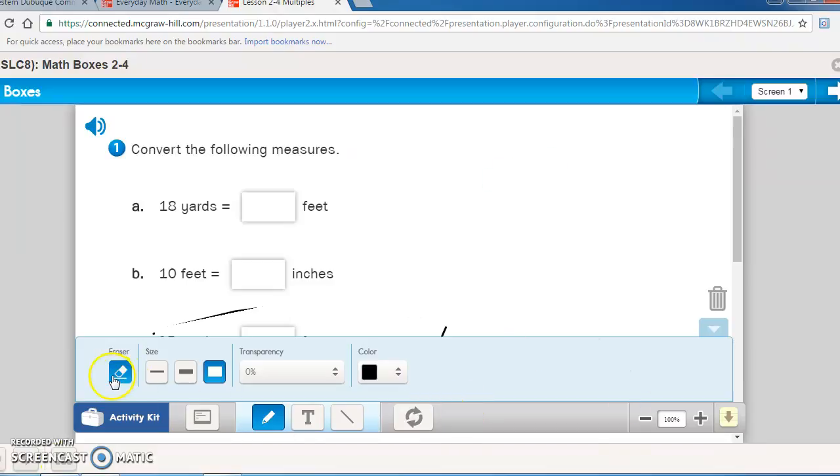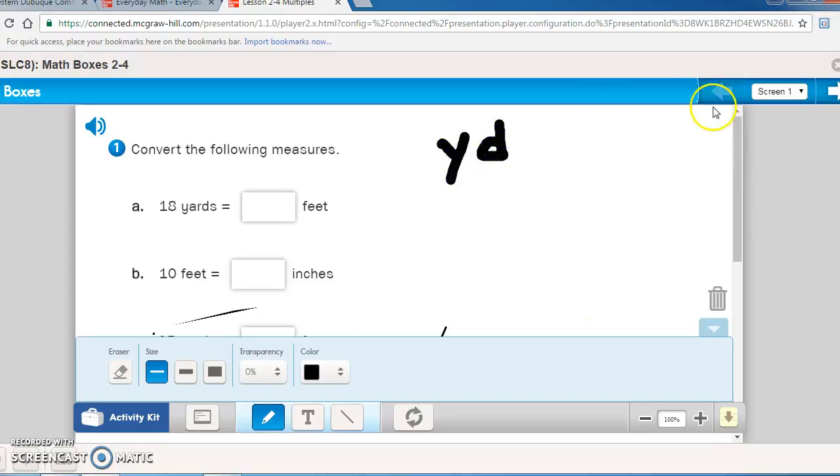So for this, remember, make a T-chart. Put yards on one side. I need to change my size. Put feet on the other. And no matter what they ask of you, always start with the number 1. So 1 yard equals 3 feet.